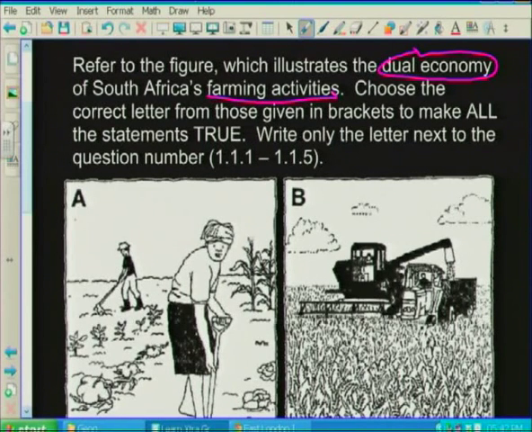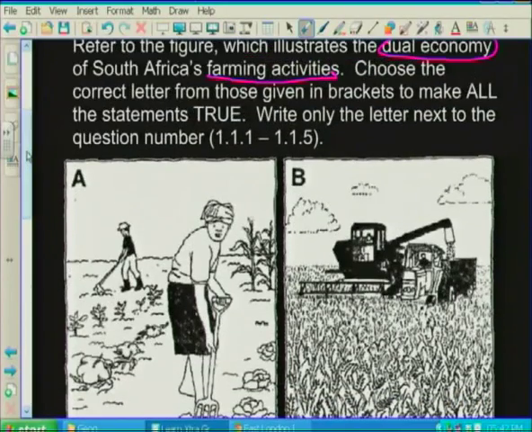Farming activities, we're talking about primary economic activities. So obviously they're going to ask us something related to agriculture or farming, which is a primary activity. And the fact that they've said dual economy with these two pictures gives you a clue that you are probably going to be dealing with the concept of commercial farming on the one hand versus subsistence farming.